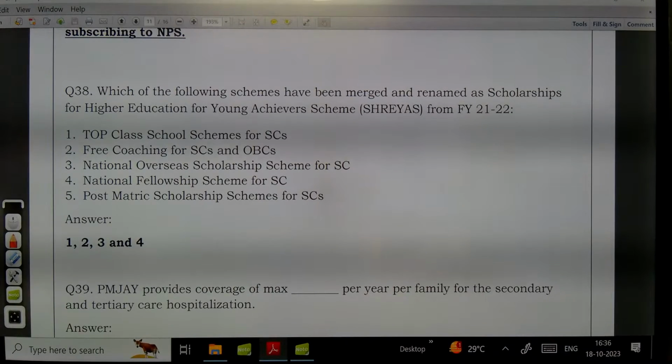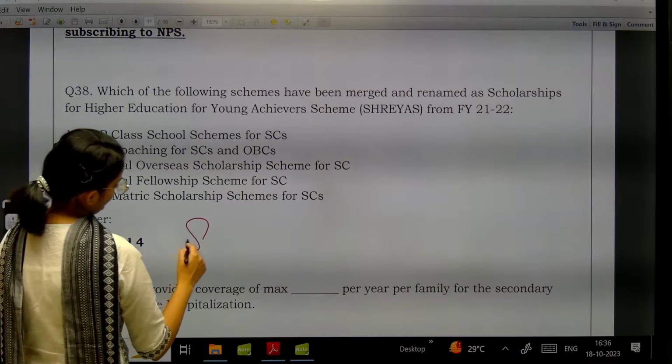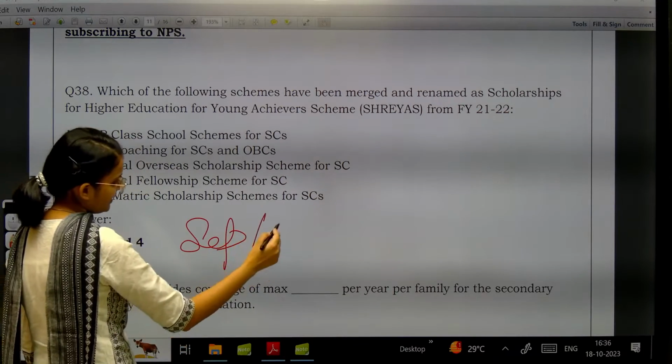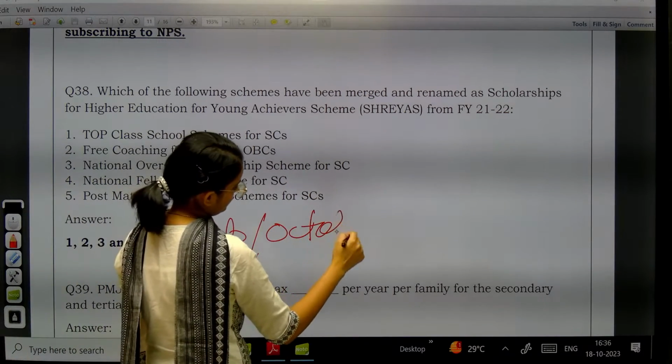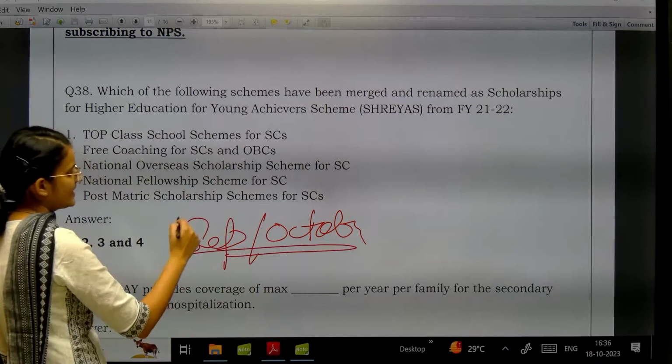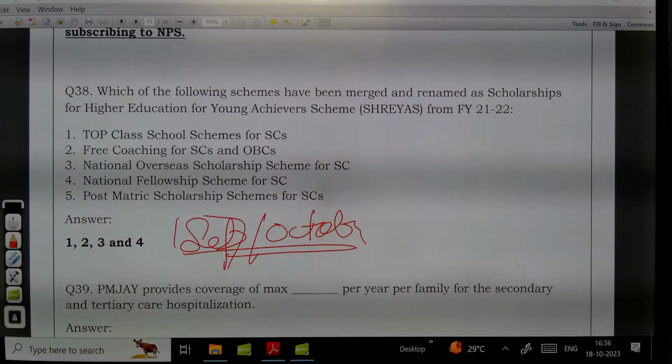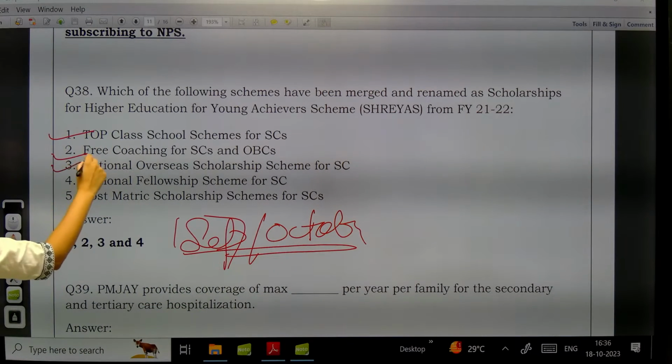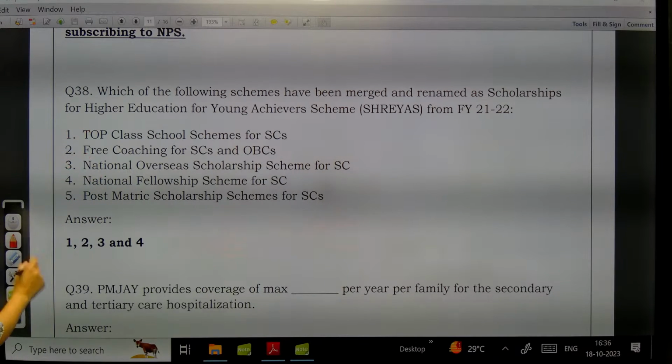Next question. Which of the following schemes have been merged and renamed as the Scholarship for Higher Education for Young Achievers Scheme? Shreya scheme was in the news in September only. Again repeated in October. It was in the news in the entire September at least. So 1, 2, 3 and 4. Post-matric scholarship scheme for SCs is not there, okay.